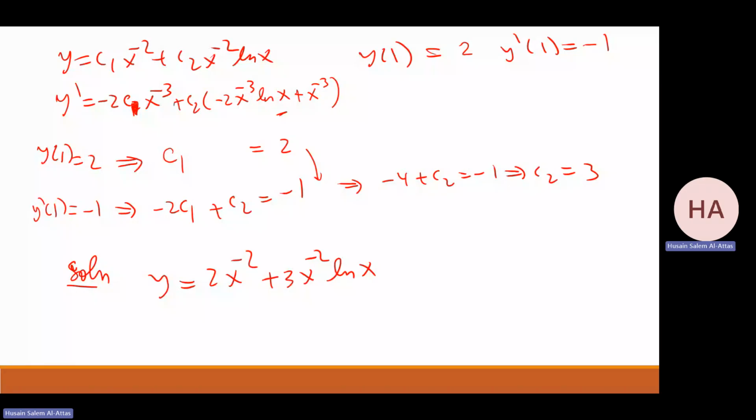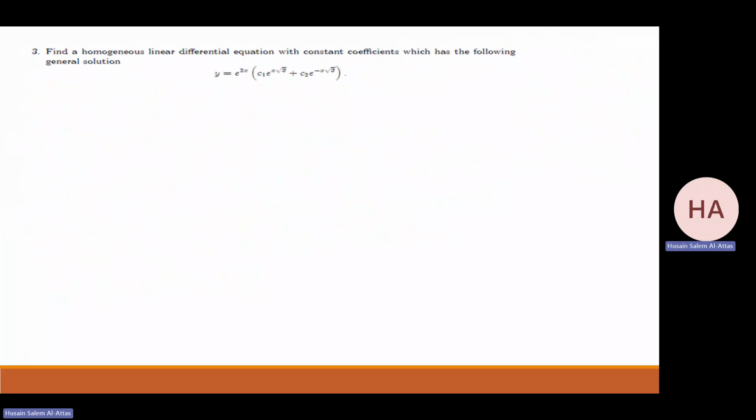That was the last one I did. Now we'll try to finish these questions from the old exams for these three sections. Find the homogeneous linear differential equation with constant coefficients that has this as the general solution.